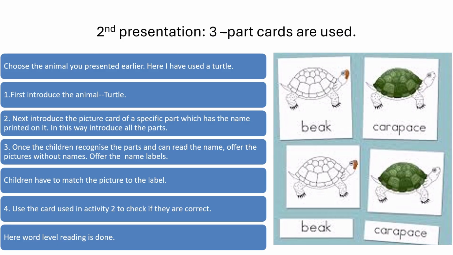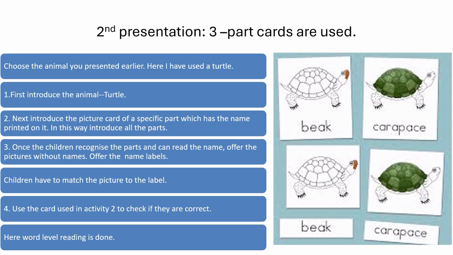The second presentation is done using the three-part cards. Choose the animal you presented earlier. Here I have used a turtle. First, we introduce the animal. This is a turtle. Next, introduce a picture card of a specific part which has a name printed on it. In this way, introduce all the names of the parts.